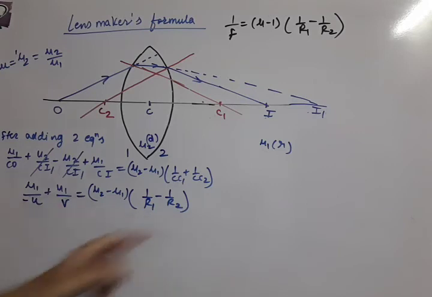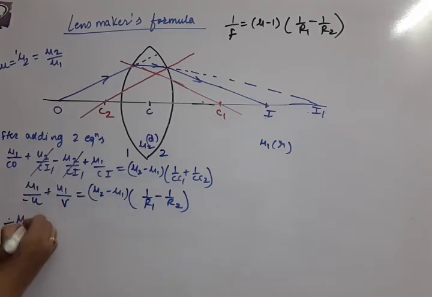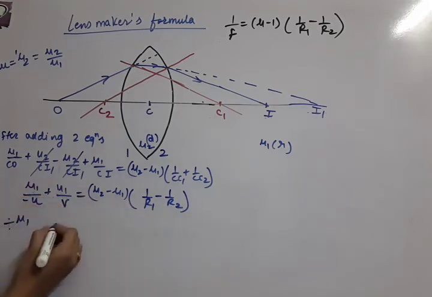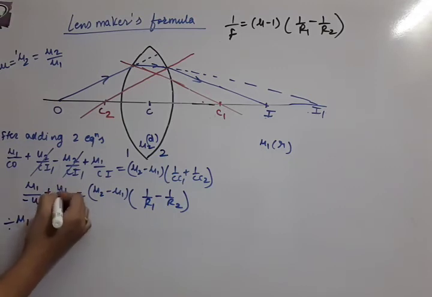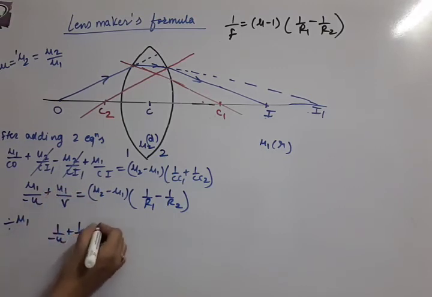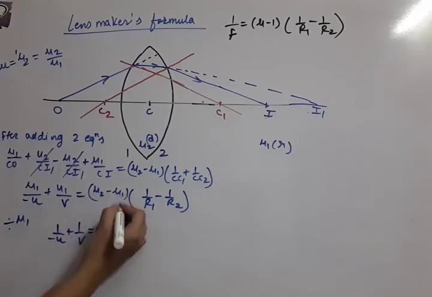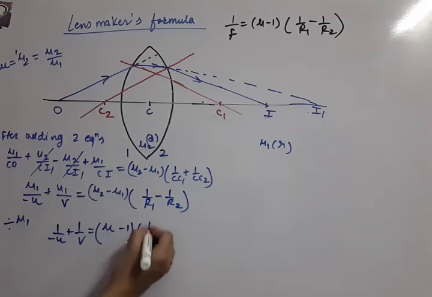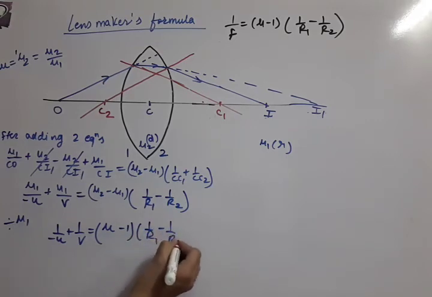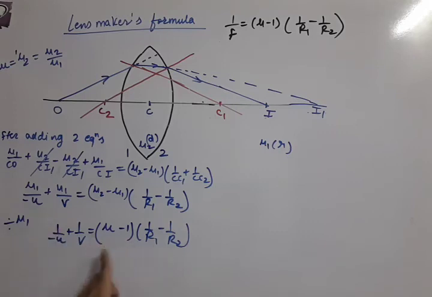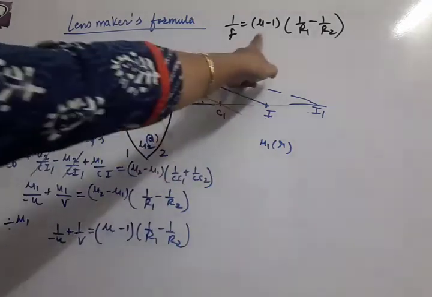So this complete equation we will divide by mu1, this whole equation. If we divide the complete equation by mu1, then mu1 upon mu1 will get cancelled. Here we will get minus 1 by u. Here also mu1 cancelled, we will get 1 by u. Here mu2 upon mu1, we will call it mu. Mu1 upon mu1, we will call it 1. So we have got this type of equation. Now almost you can see the right side of the equation we have obtained.